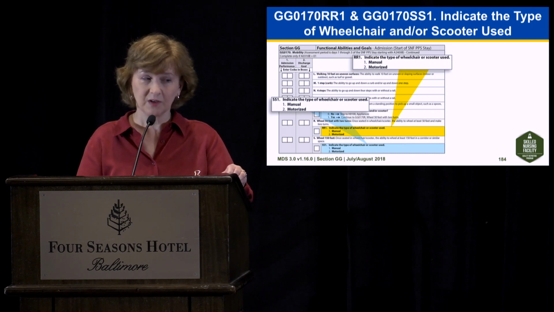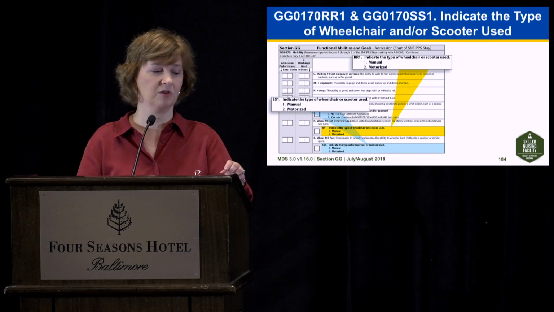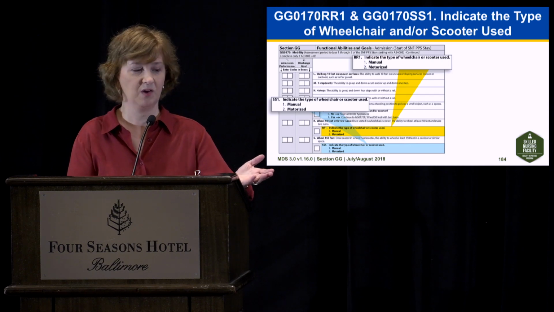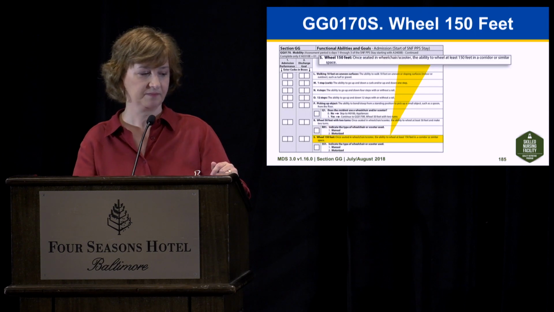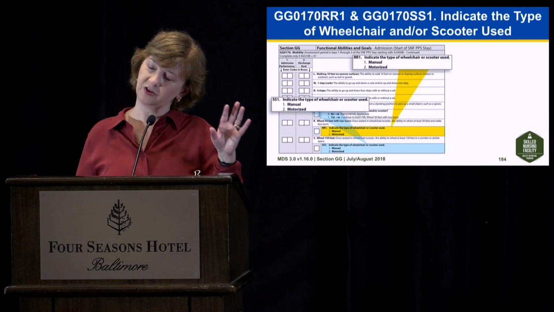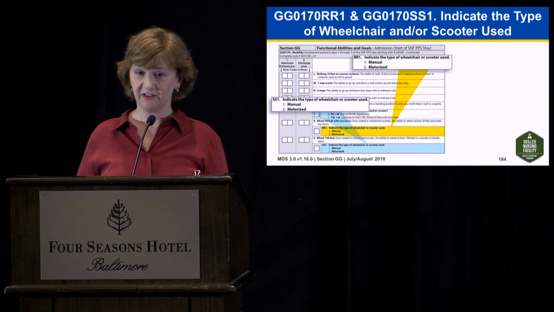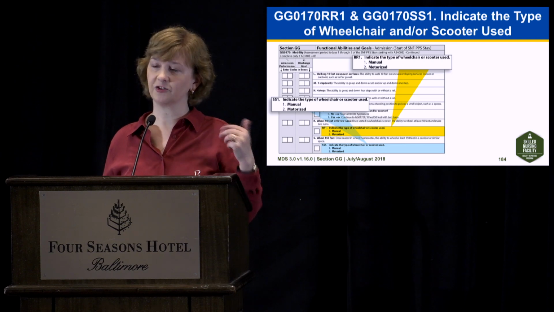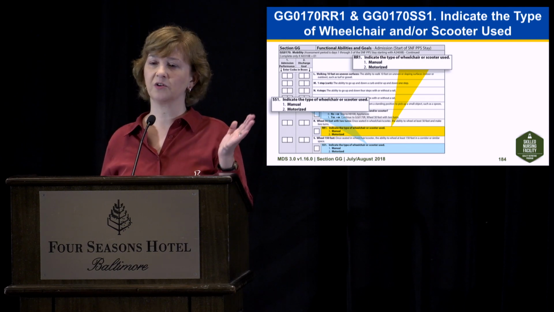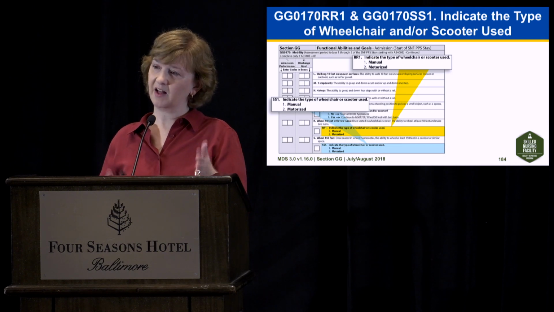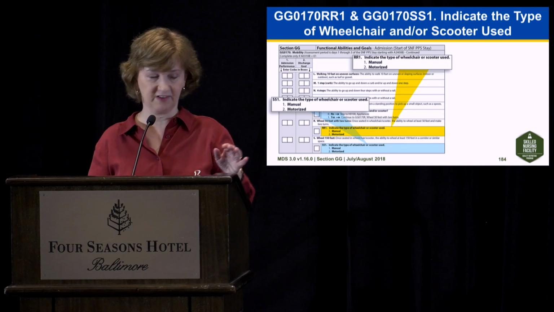So when that person was assessed going 50 feet with 2 turns, was the type of wheelchair or scooter used manual or motorized? And so 1 is manual and 2 is motorized. And I will highlight, I guess because it's on this slide, we do ask that question both after the 50 feet and the 150 feet, because it's very possible that somebody might be able to use a manual wheelchair for short distances, but used a scooter or a motorized wheelchair for a longer distance. And so we do have follow-up questions for both in case it's different.